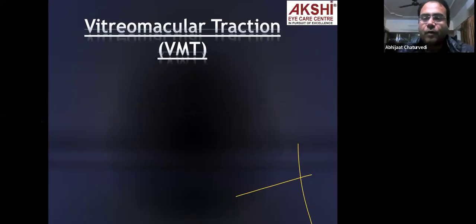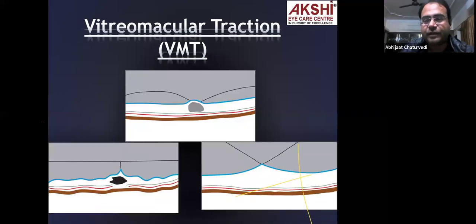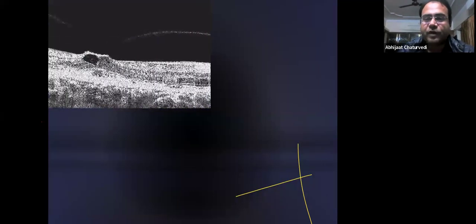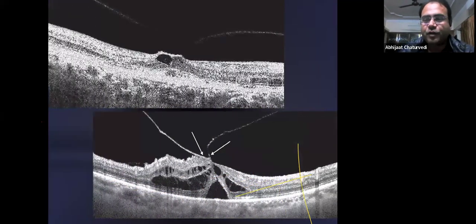The first common thing which we encounter in our OPDs is vitreomacular traction. As the name suggests, what is it? The posterior cortical part of the vitreous gets attached at the macula and it starts pulling it. There's a traction there. If there wasn't a traction and there was only attachment, it would have been a vitreomacular adhesion. So how does it look on an OCT? Now there are two OCTs. The above image shows a milder form of traction, while the below image shows a very severe form of vitreomacular traction.